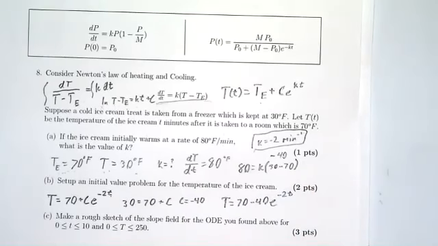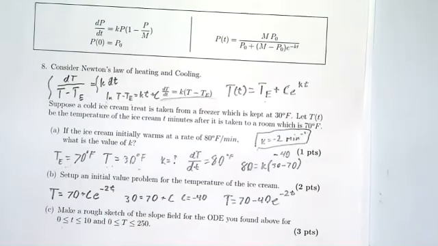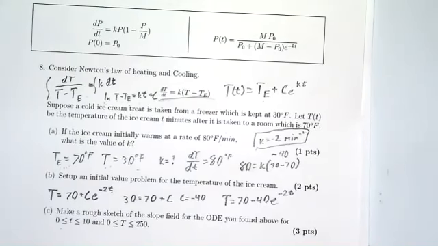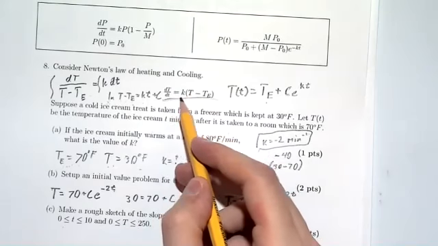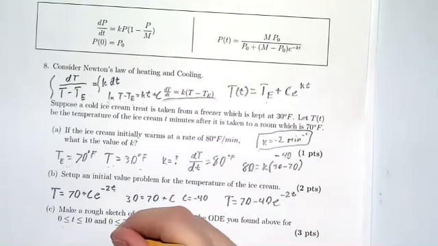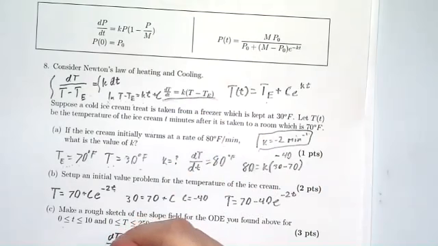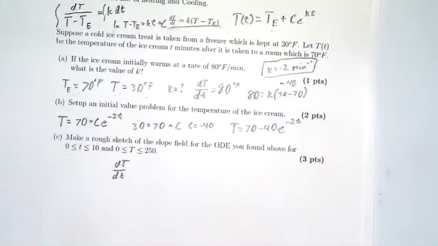And now, knowing that, we can make a rough sketch of the slope field for the ODE you found above. So for t, our time, from 0 to 10, and our temperature is from 0 to 250. Okay. So here we're using our slope field, so we're going back to this equation. Oh wait, did I do that wrong? Oh, set up an initial value for the, maybe I didn't need to do all this.